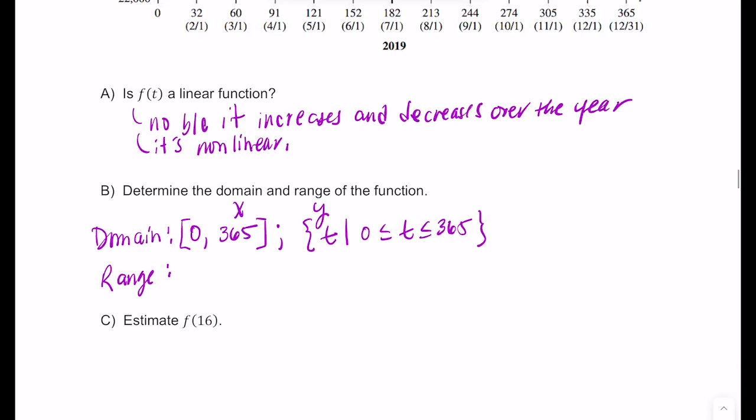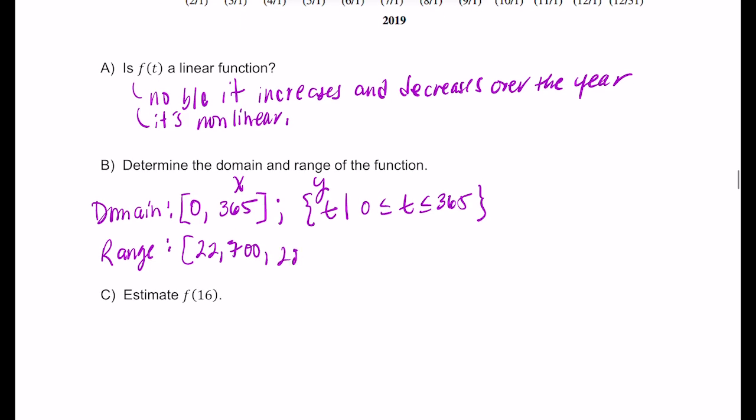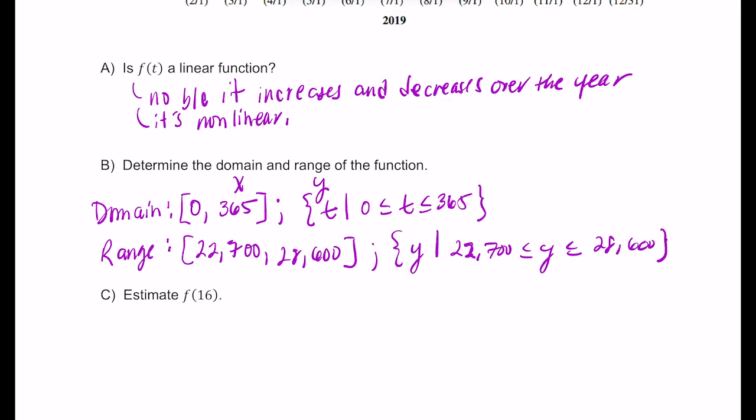So the range here would be, again, putting brackets because we're including these numbers. It goes anywhere from $22,700 to $28,600. Okay. You can also write it like this. So y such that y is between 22,700 and 28,600. Okay, so that's another way you can express it. Again, interval notation or set notation.